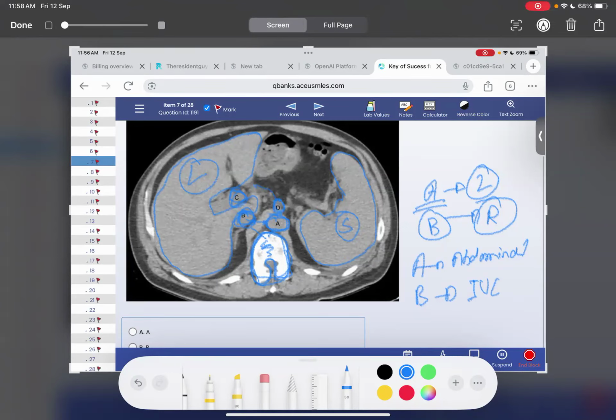This supplies this, and this supplies the splenic, and this is the celiac trunk. Perfect. Have you got the concept of a little bit about the CT scan? How will you go with the CT scan?